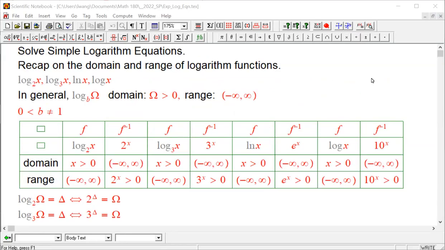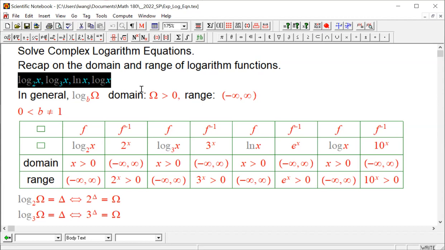Well, in this lesson, we're going to talk about solving complex logarithm equations. Previously, we talked about how to solve logarithm equations. We went through many examples, and at the time, we reviewed the relationship between logarithm functions and exponential functions. In the last lesson, we talked about solving exponential equations, right?